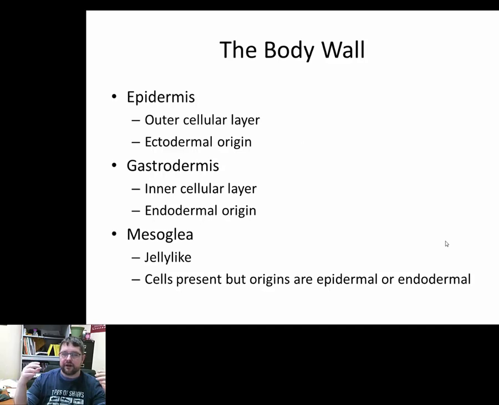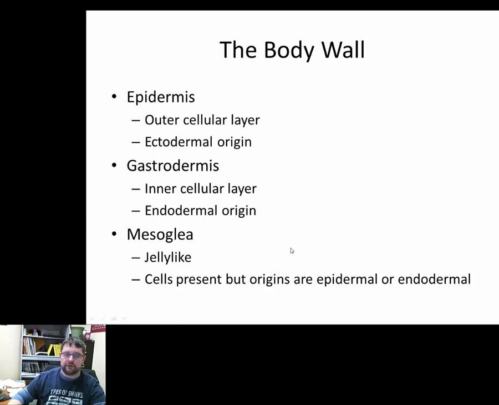It has either an epidermal origin or an endodermal origin. So it's not a true tissue in the sense that it doesn't have its own origin. It's not a mesoderm origin, so it's not muscle cells. There are cells present, and there is a little bit of communication and a little bit of cell structure that helps with movement and stuff like that. But the origins are coming from either the outer layer or the inner layer, not from within.